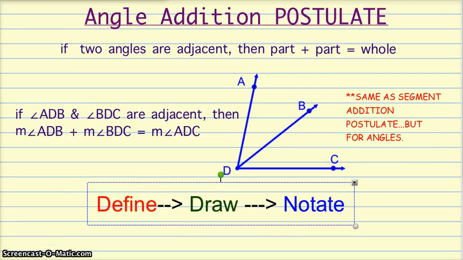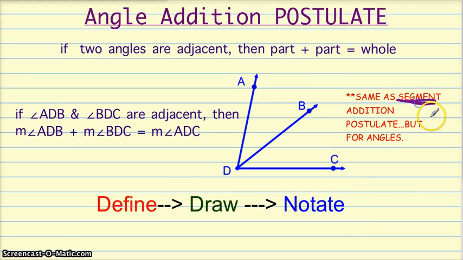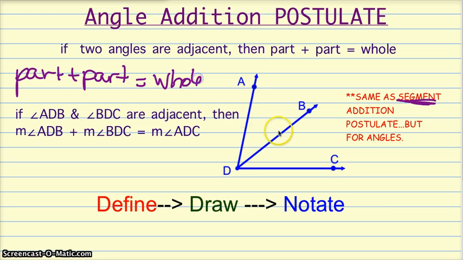Angle addition postulate. Angle addition postulate is very similar to the segment addition postulate, but for angles. What we're doing here is we're saying that the part of an angle plus another part of the angle is equal to the whole angle. That if this were 30 degrees and this were 30 degrees, then what's the measure of the entire thing? Well, it's 60. This plus that equals the whole.